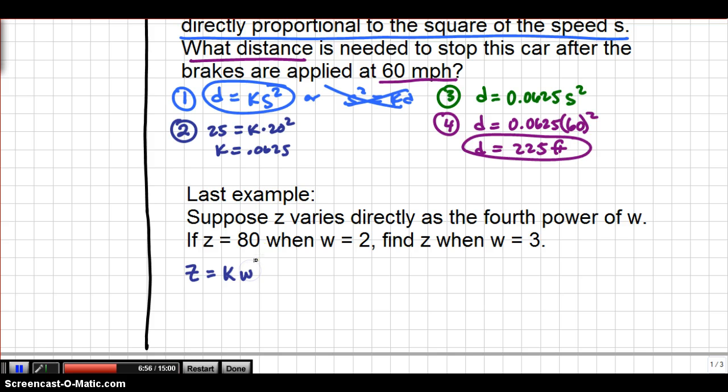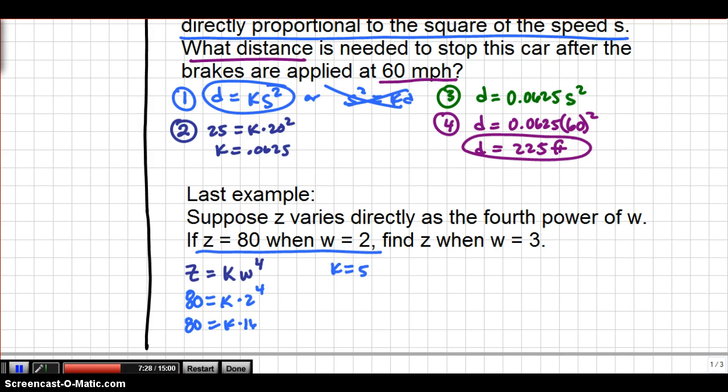Don't forget to have a K there. Have to make sure we incorporate the fourth power as well. The first two numbers they give you are the ones you're going to utilize to find the K value. So plug in 80 for Z and 2 for W, and then we're going to calculate here. 2 to the fourth is 16, and 80 divided by 16. So when we divide both sides by 16, we get a K of 5.